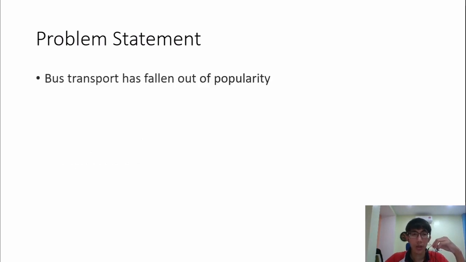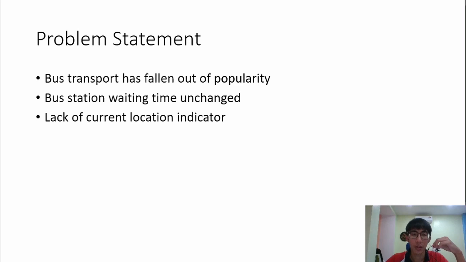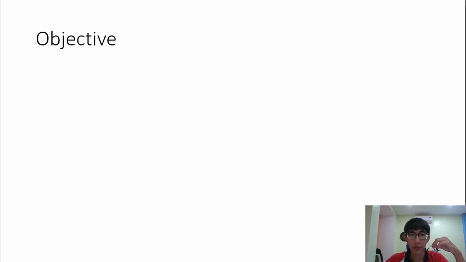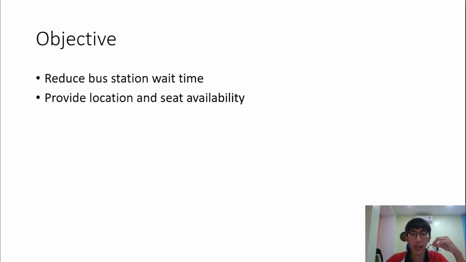With that said, bus transport has fallen out of popularity in recent years. One of the reasons for it is that bus station waiting times remain unchanged. This is due to the lack of a current location indicator, which is what our smart bus tracking system aims to tackle. With two main objectives, the smart bus tracking system aims to reduce bus station wait time. We do this by providing real-time location and seat availability of the bus.